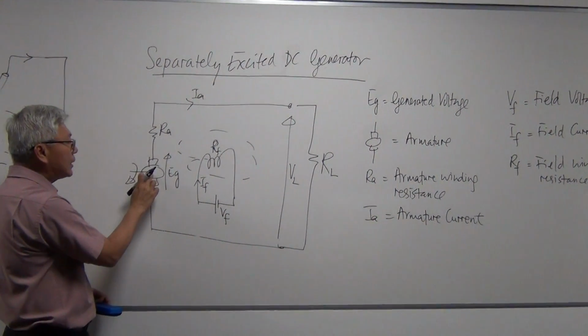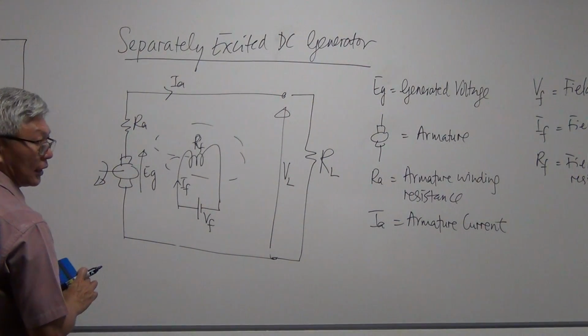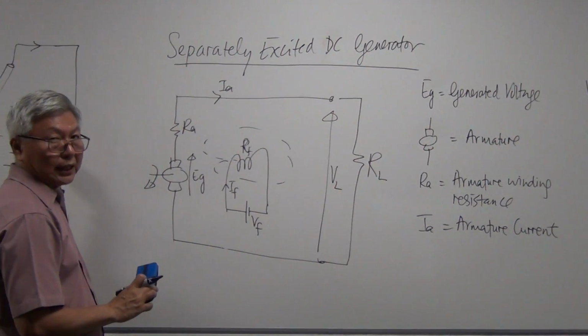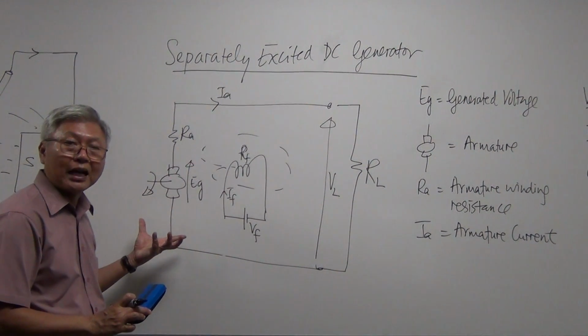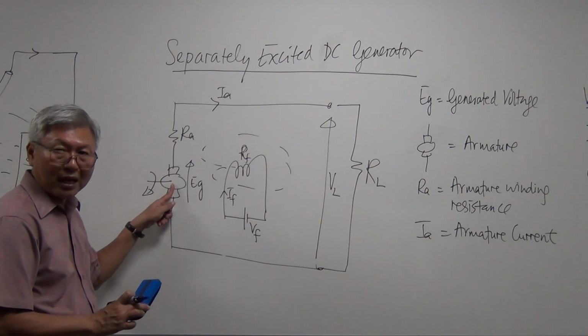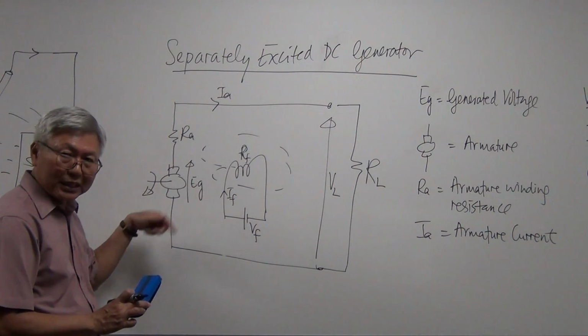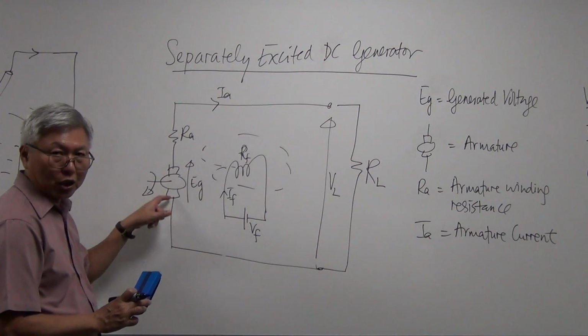Now what is inside this armature is conductors. Remember we talked about this conductor here? Here is only one piece of conductor that I draw. But actually in this armature, it could be 1,000 pieces of conductor or 2,000 pieces of conductor. So there are many conductors inside, and they are wound in such a way that they form circuits. So this structure, we call the armature.